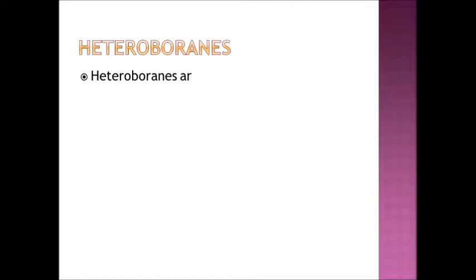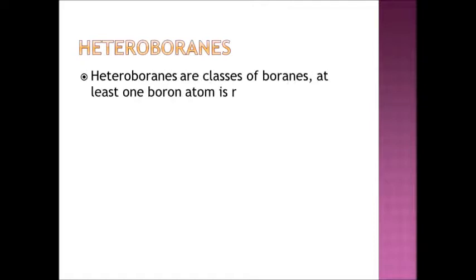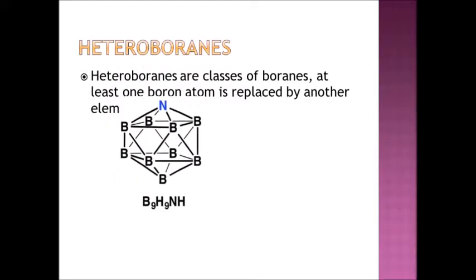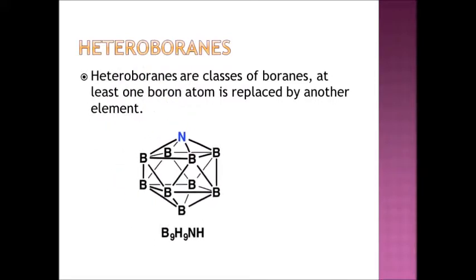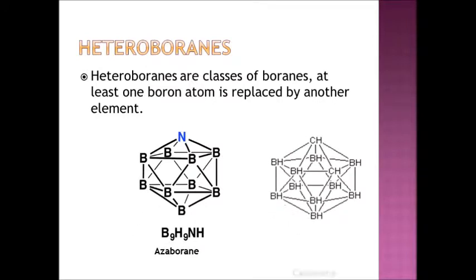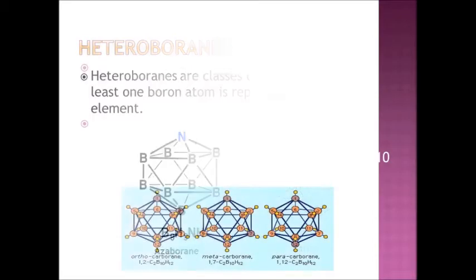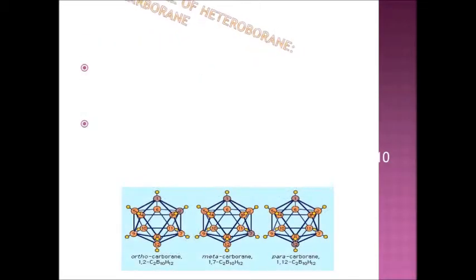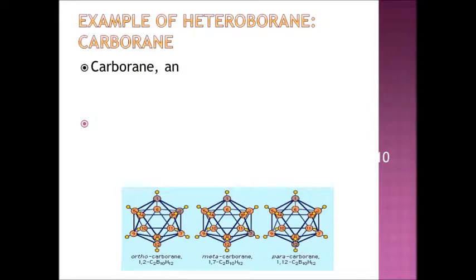Heteroboranes. Heteroboranes are classes of boranes where at least one boron atom is replaced by another element. For example, azaborane, where boron is replaced by nitrogen, and the second one is carborane, where it is replaced by carbon. An example of a heteroborane is carborane.